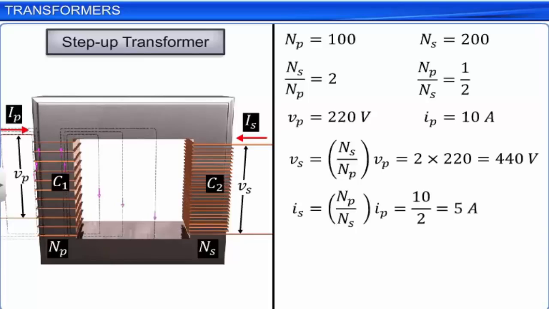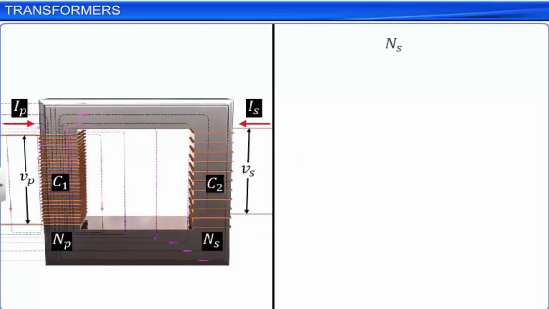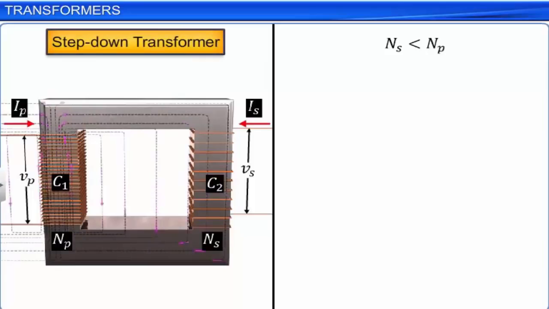Conversely, if the secondary coil has fewer turns than the primary coil, the transformer is called a step-down transformer. Output voltage is lesser than the input voltage. That is, the voltage is stepped down or reduced and the current is increased.